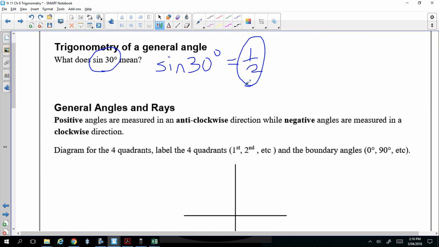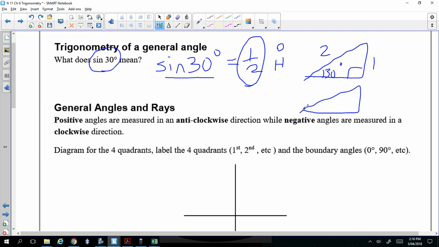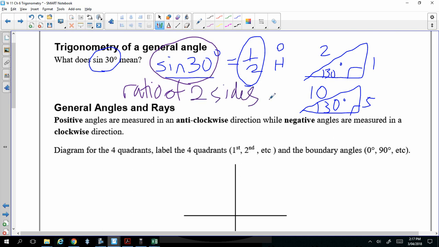So if sine 30 is half, it means if I draw a right angle triangle with one angle 30 degrees, I will know that one side is 1, one side is 2. But that's not the only triangle you can draw. As long as the hypotenuse is double the opposite, it works, right? So that just tells you the ratio. Remember, this is a ratio of 2 sides. That's what sine 30 means, and so it does for any other trigonometric ratio. That's why we call this topic trigonometric ratios, because they are all ratios.